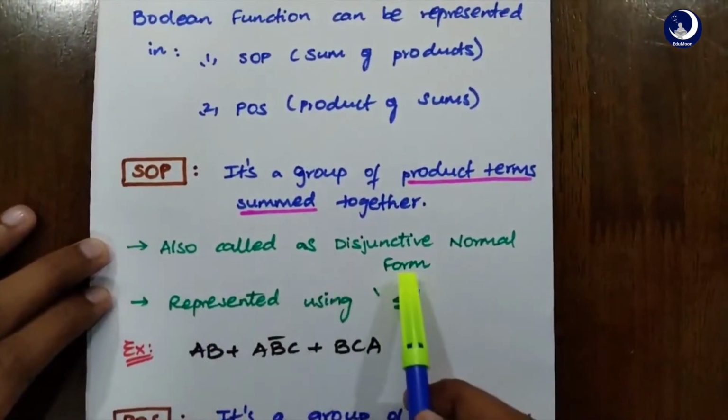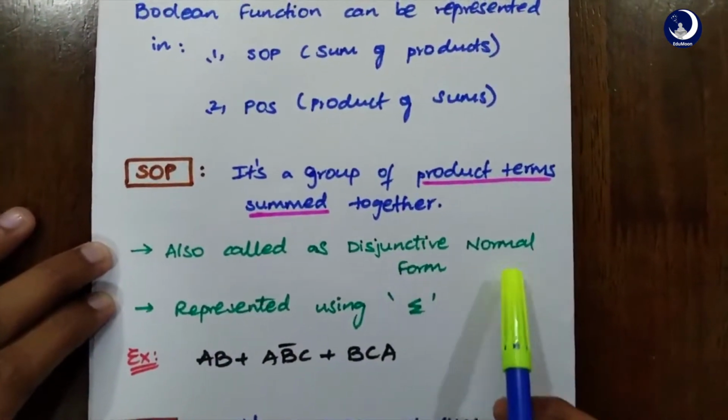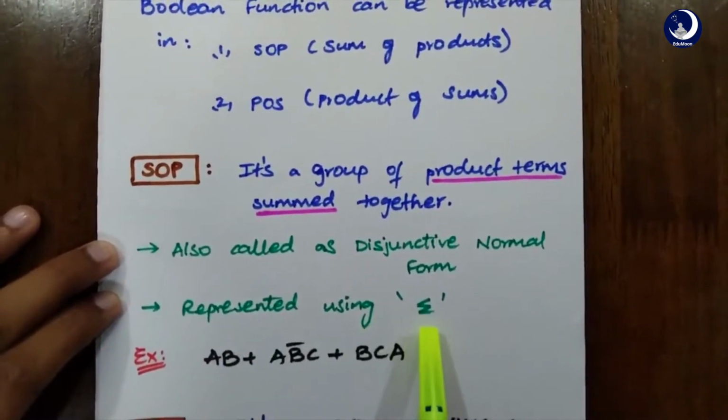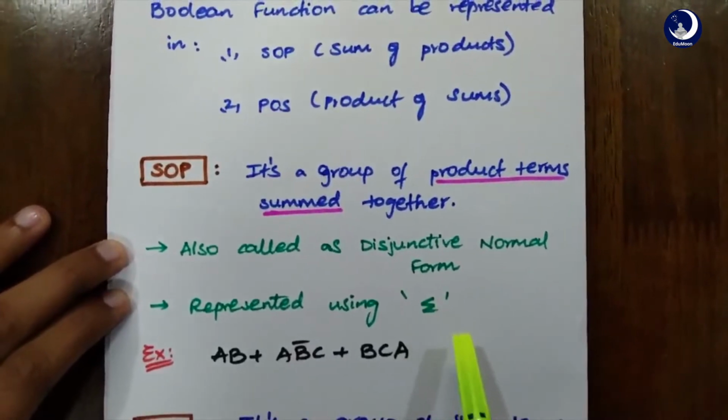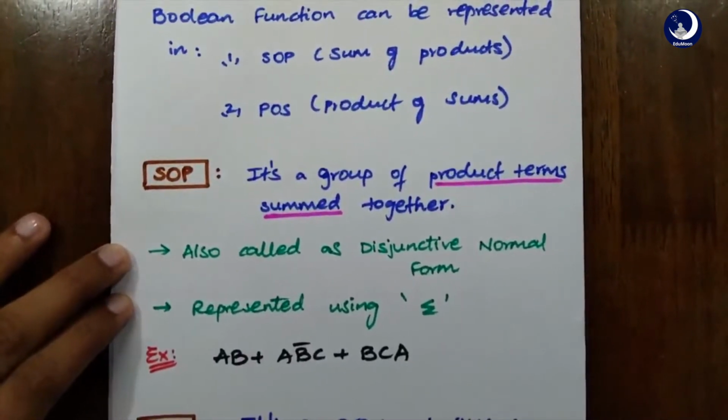Now SOP can also be called disjunctive normal form. It can be represented as sigma. The usage of sigma will be taught clearly in the coming part, so don't worry about that one.